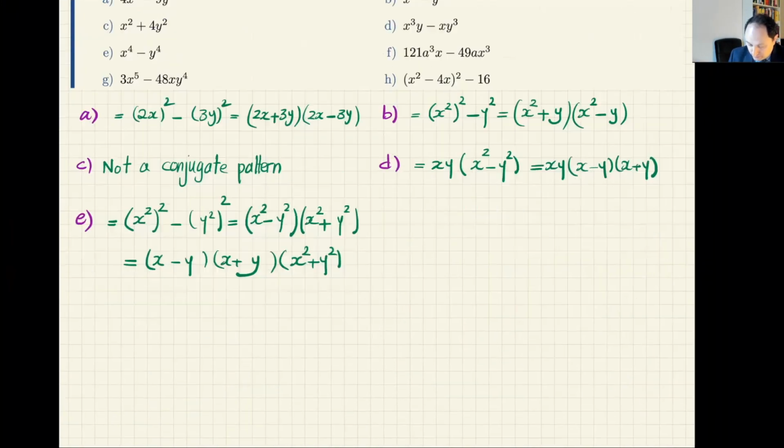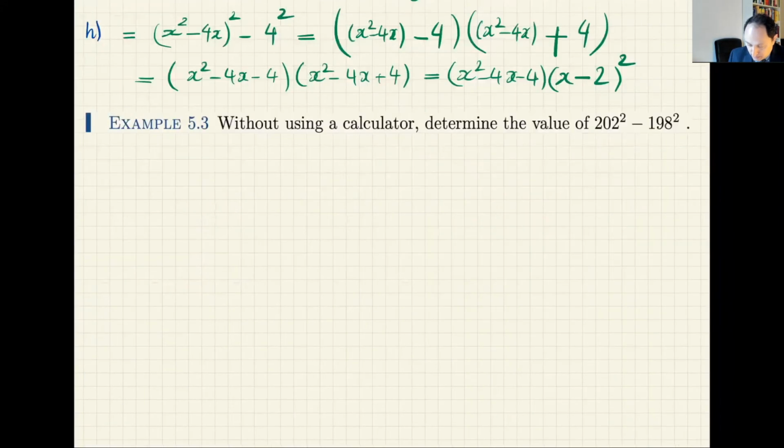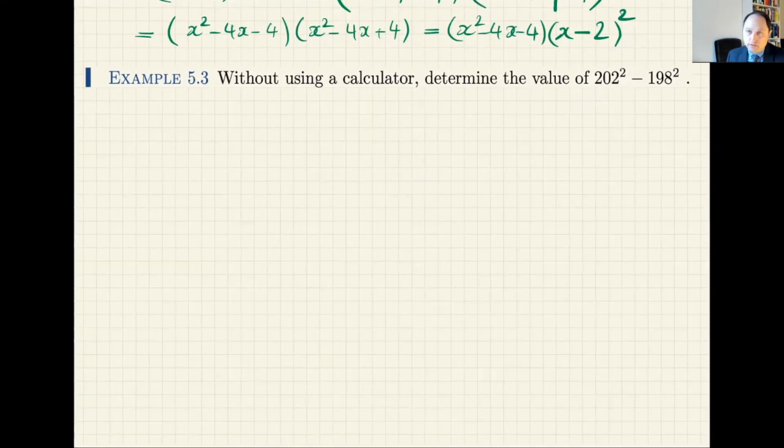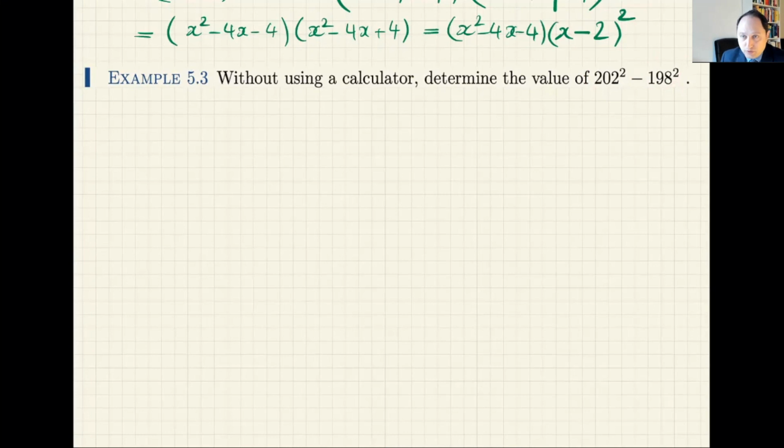So for the time being, let us concentrate on this problem that I wrote here. Without using a calculator, determine the value of 202 squared minus 192 squared. Of course, this is not a very hard problem. Even if you don't have a calculator, you can spend some time, calculate this by hand, and subtract them. But hopefully you can realize there is a nice pattern going on, and maybe by using that pattern we can solve the problem more simply.